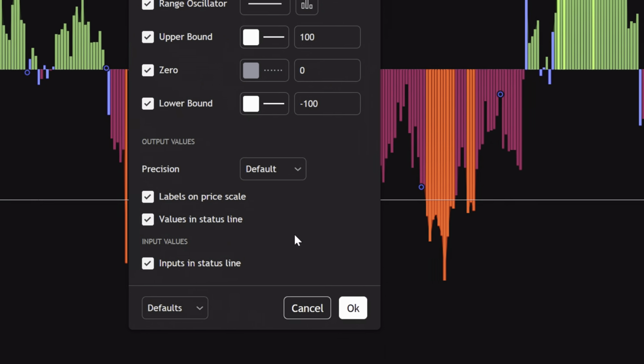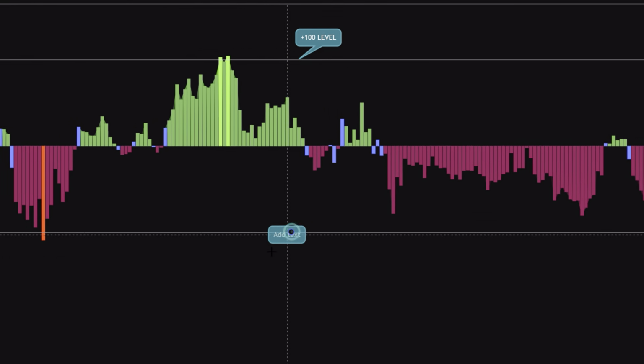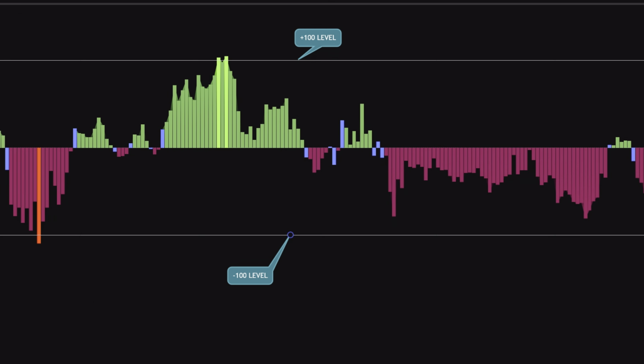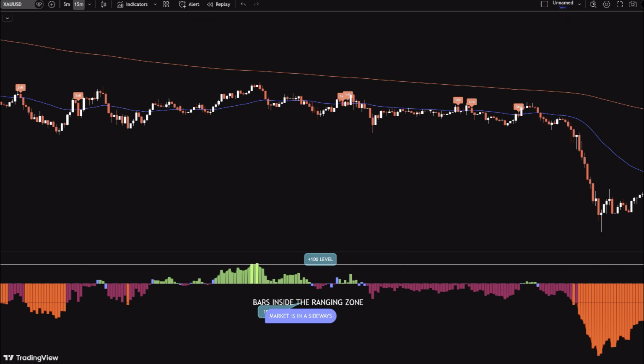Here's the boundary of normal, those two levels. When the columns are sitting between plus 100 and minus 100, the market is in no man's land. Neither buyers nor sellers have enough power to move price with conviction. That's a sideways market. And on the gold 15-minute chart, when you see those columns trapped between those levels, look at the price action. It's flat. The market is telling you nothing. And when the market tells you nothing, you do nothing.